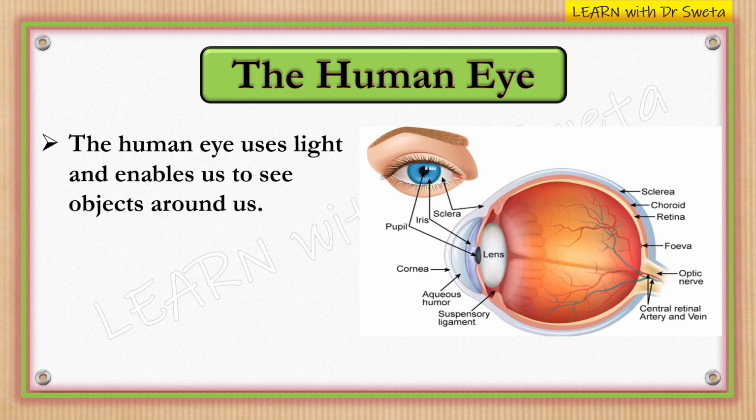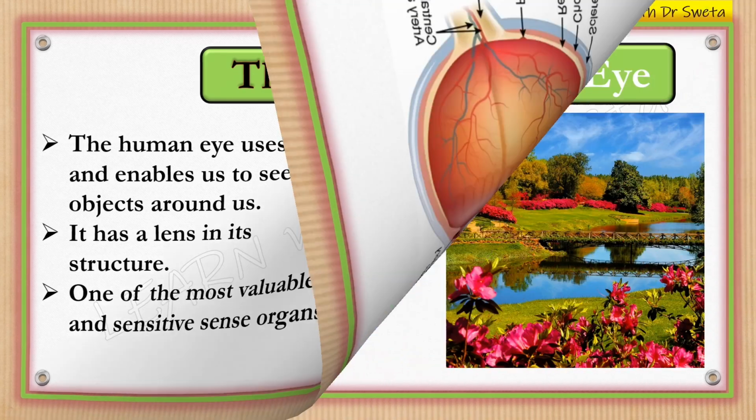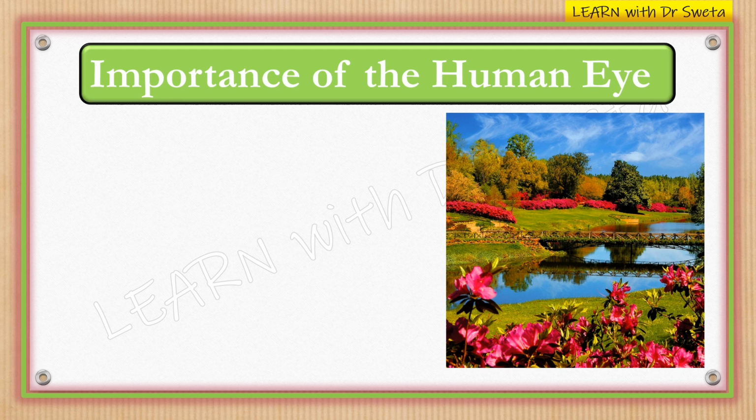The human eye is an organ that helps us see. It uses light to show us the objects around us. It's one of the most important sense organs in our body. It has a lens in its structure. And as mentioned earlier, it is one of the most valuable and sensitive sense organs. Let's have a look at the importance of the human eye.